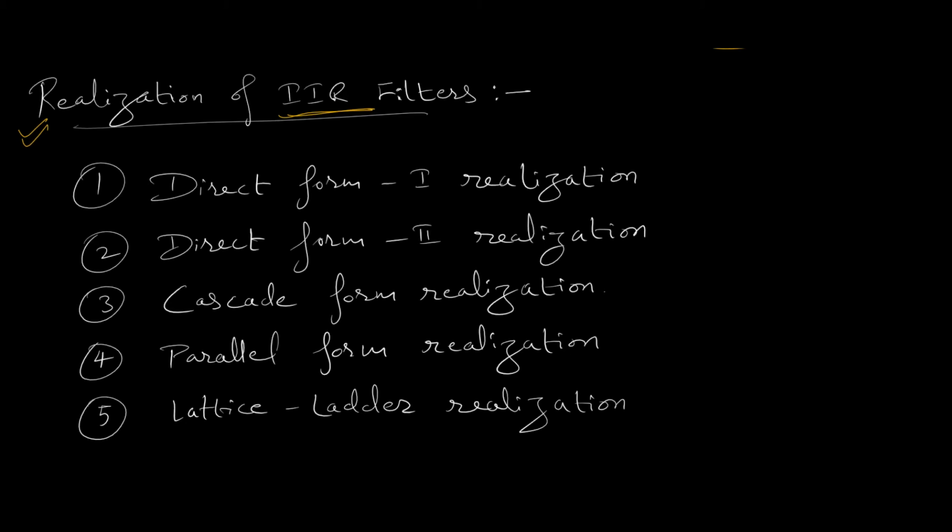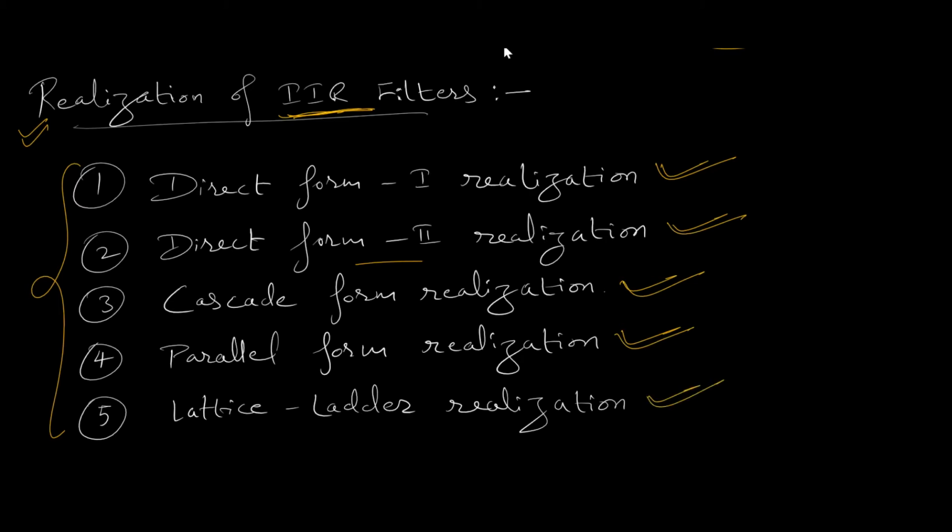Right. So there are 5 different methods or 5 different structures which are possible to realize these IIR filters. The first one is the direct form 1 realization, then direct form 2 realization, then we have cascade form realization, parallel form realization, and lattice ladder realization. So in today's class, we'll be discussing direct form 1 realization, right? And we'll take all of them one by one in upcoming classes.